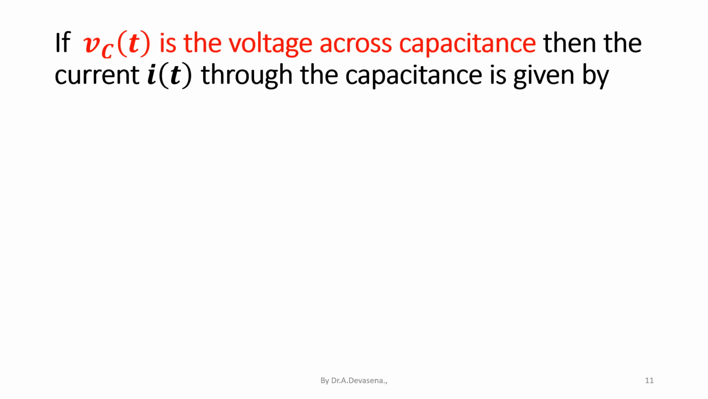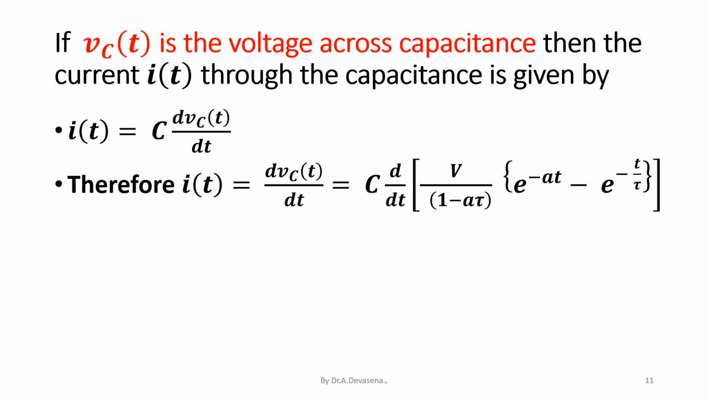If Vc of t is the voltage across the capacitance, then the current I of t through the capacitance is given by I of t is equal to C into derivative of Vc of t by dt. Therefore, I of t is equal to C into d by dt of V divided by 1 minus A tau into, open the bracket, e power minus at minus e power minus t by tau, close the bracket.